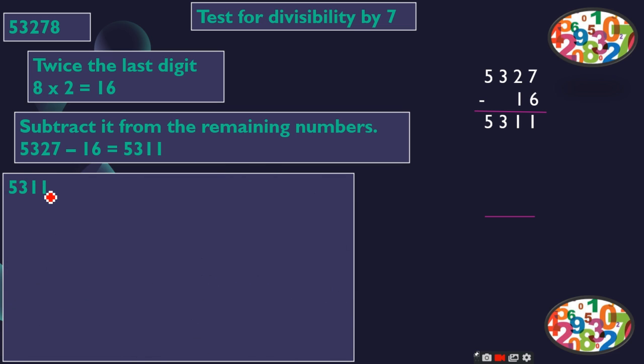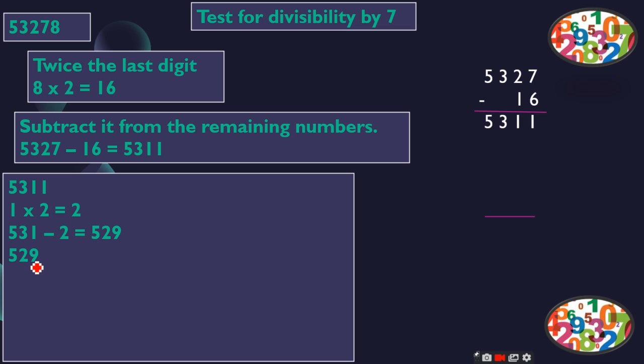Now 5311, we take the last digit, which is 1. So 1 multiplied by 2 is equal to 2. Then subtract it from 531. 531 minus 2, so we get 529. Again we will repeat the step. We will repeat the steps until we get a 2-digit or 1-digit number. Now here we have a 3-digit number, so we will repeat the step again.